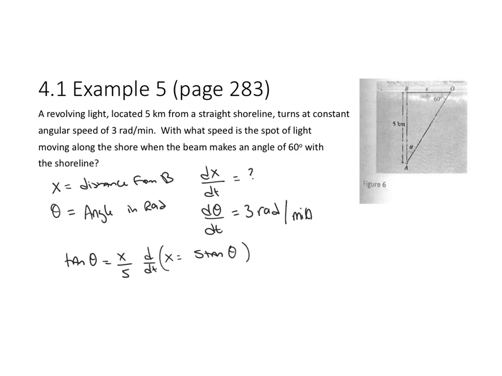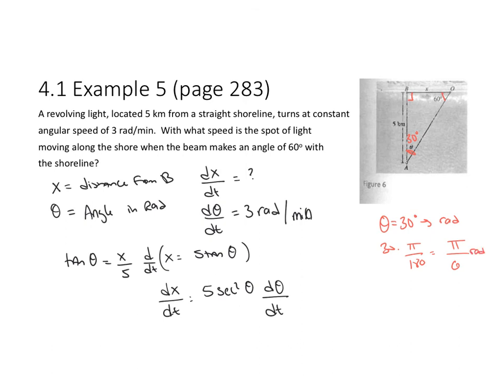So let's differentiate with respect to t. I have dx/dt equals, the 5 comes to the right, the derivative of tangent is secant squared theta, d theta/dt. Hopefully you've noticed that this is a special right triangle. We have our 90-degree angle here, our 60 here, and this one is 30 degrees. I know that theta is 30 degrees, but I need it in radians. So let's multiply 30 by pi over 180, and my theta is pi over 6 radians.